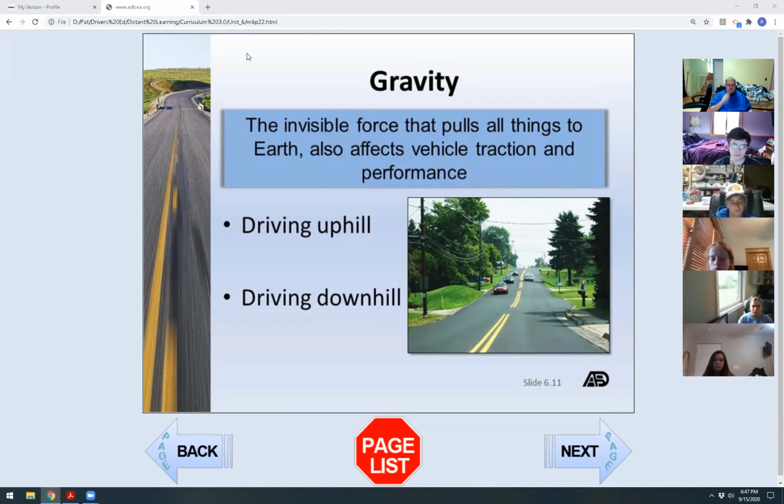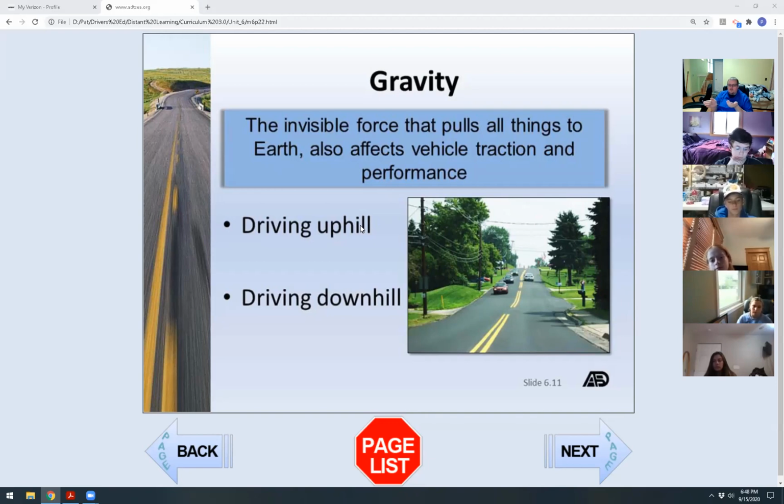All right, guys. So obviously gravity makes things fall, makes things roll down hills. If you're driving uphill, gravity is working against you. That means you're going to need to put more pressure on the gas pedal just to do the same speed.